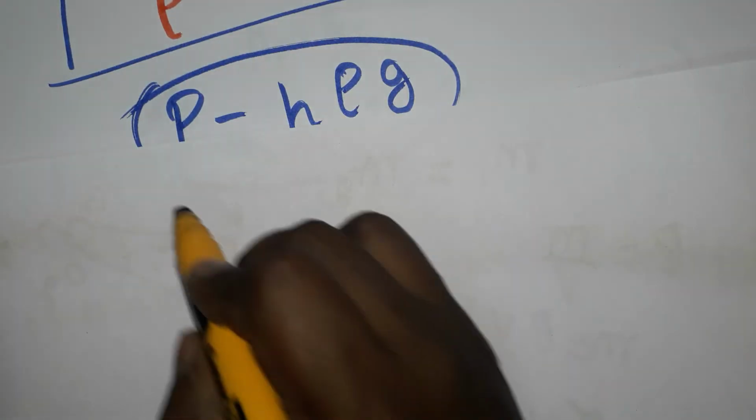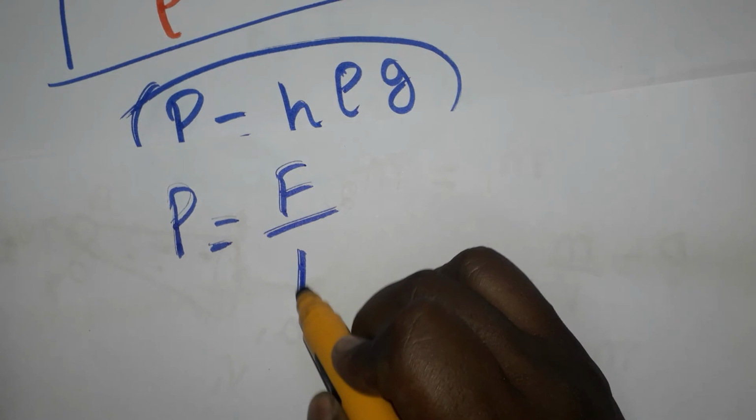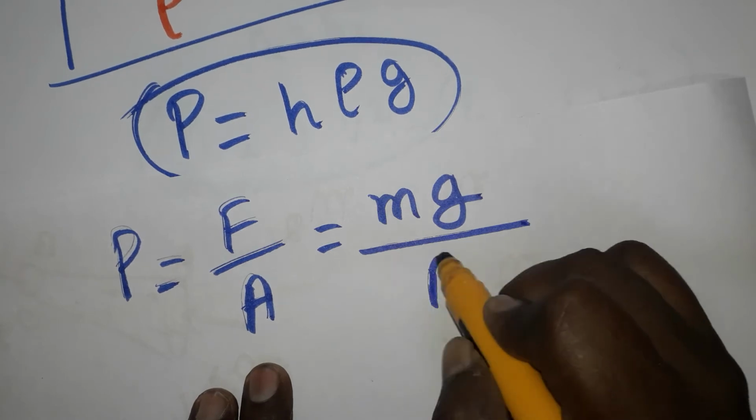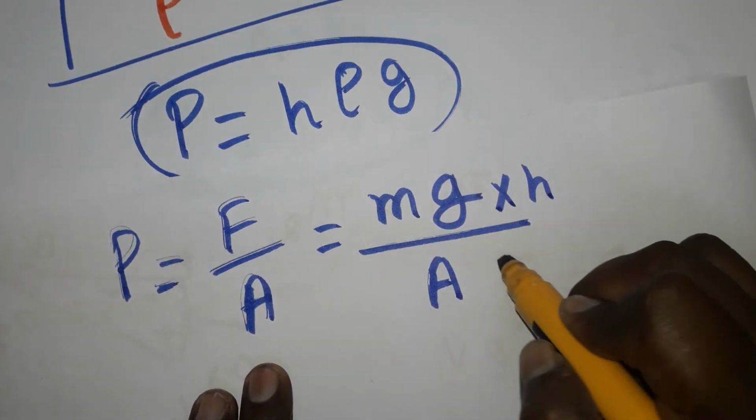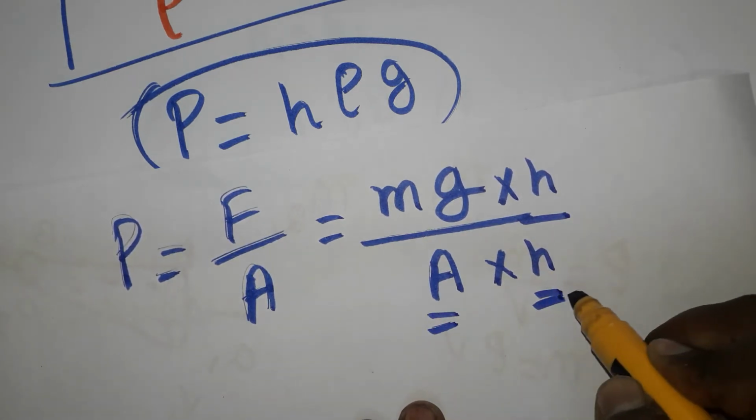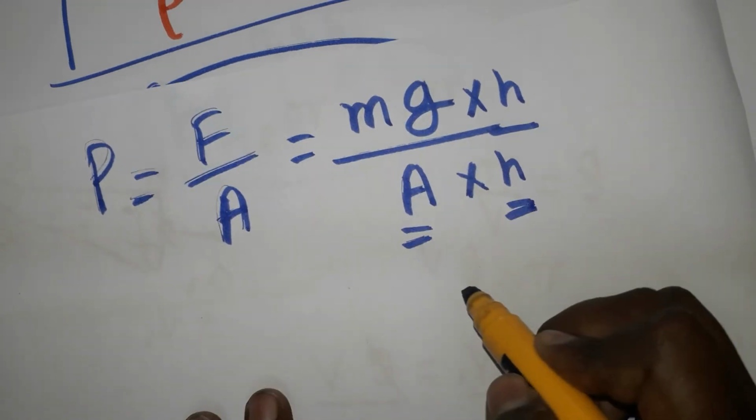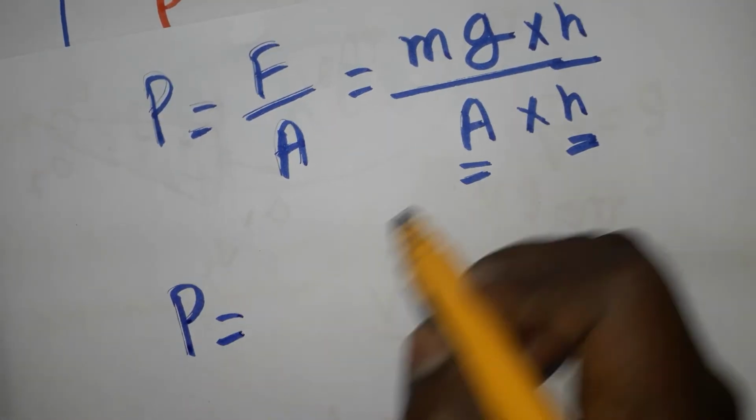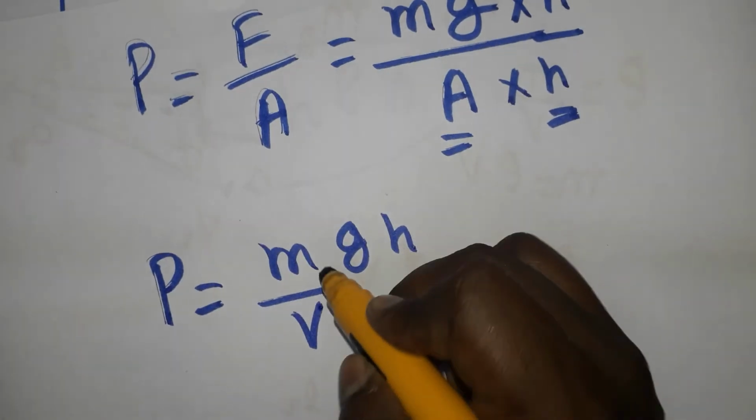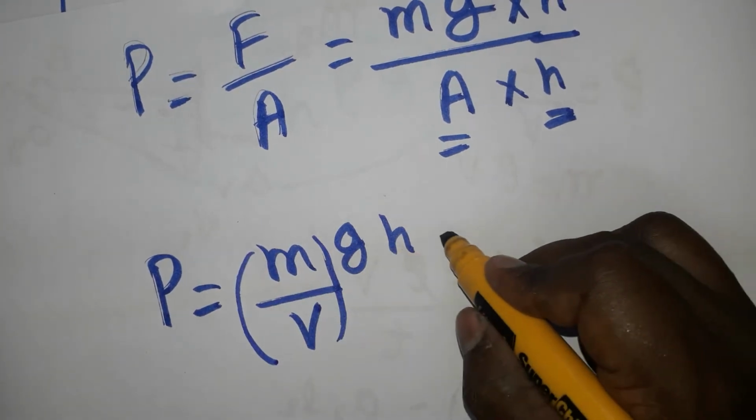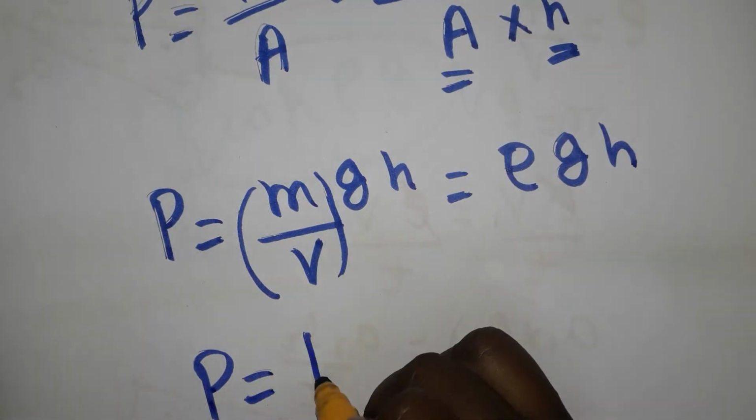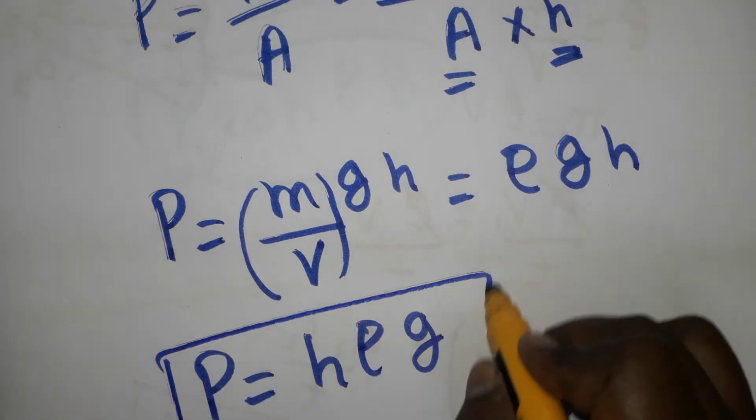So pressure is equal to H rho G. Pressure, we know, is force per unit area. Force is mass into acceleration due to gravity, divided by area. Just multiply and divide by height in numerator and denominator. Area into height gives us volume. So pressure is equal to M G H divided by V. Mass per unit volume is the density. So rho G H. So pressure is equal to H rho G. Easily you can use pressure as H rho G.